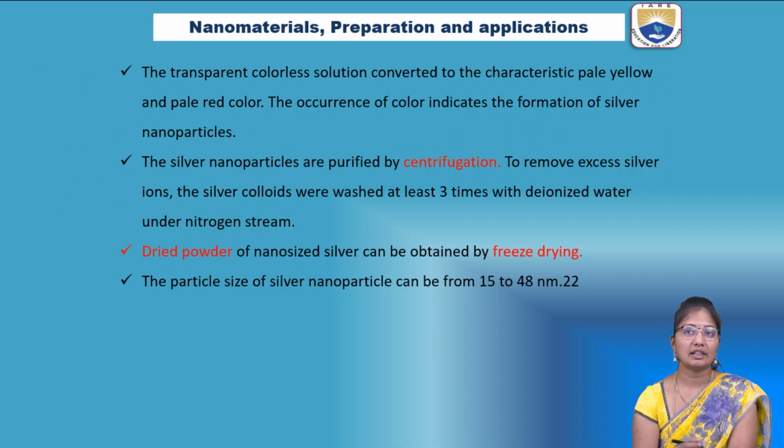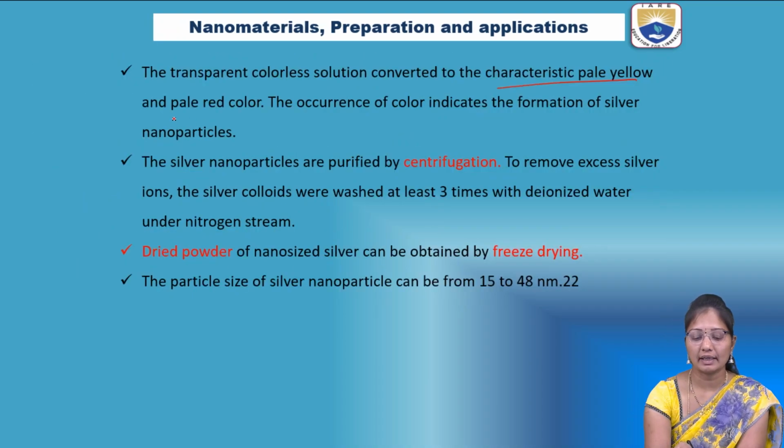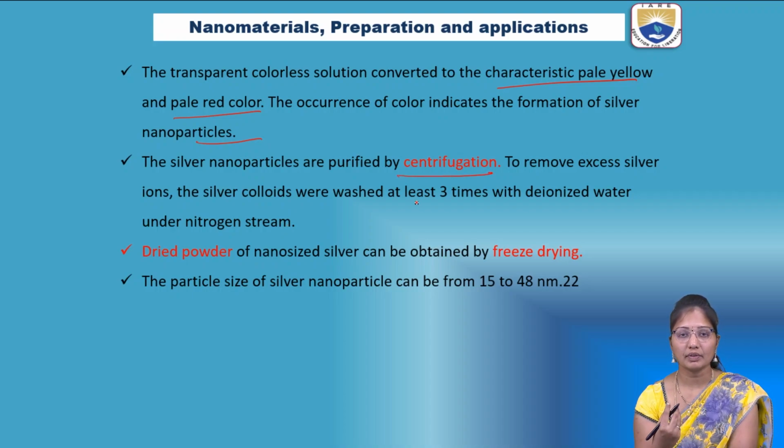The transparent colorless solution is converted into a characteristic pale yellow. We can see here that this pale yellow color was formed. The occurrence of this color indicates the formation of silver nanoparticles. The silver nanoparticles are generally purified by a process called centrifugation. In centrifugation, the solution is allowed to rotate at a specified rotations per minute. After the centrifugation, due to the centrifugal force, the solid or heavyweight particles get deposited at the bottom of the tubes.